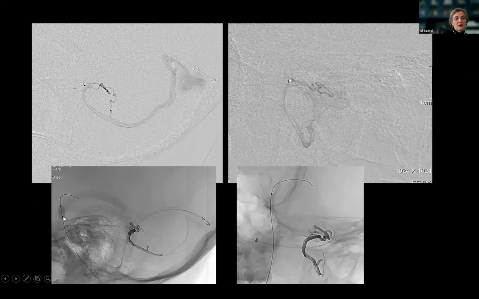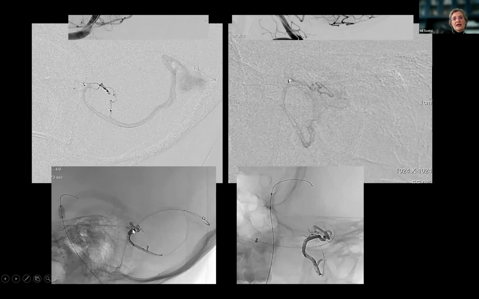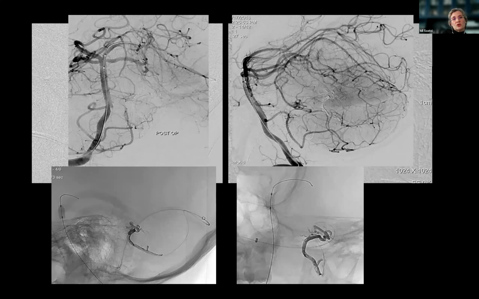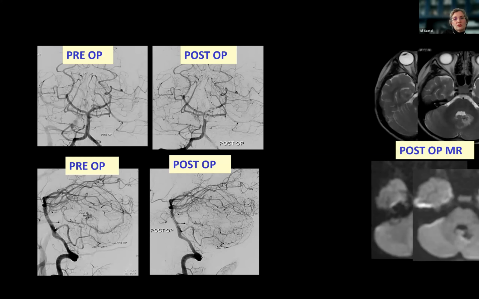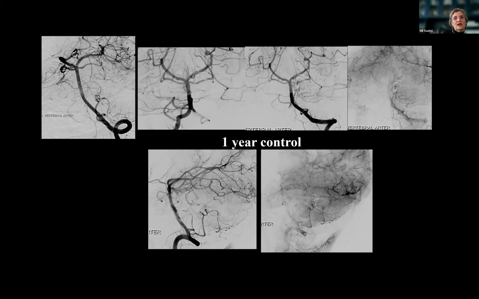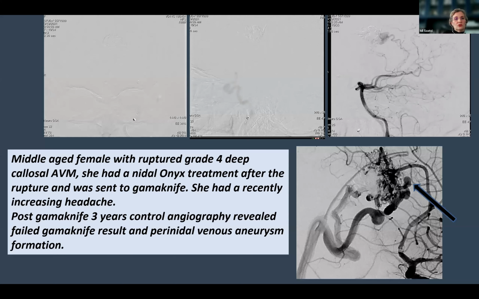A balloon was placed to control the flow from the arterial side, but not injected. All the injection was done through the catheter placed into the draining vein, and we were able to cure this tiny AVM with no harm to the patient. And this is the 1-year control.